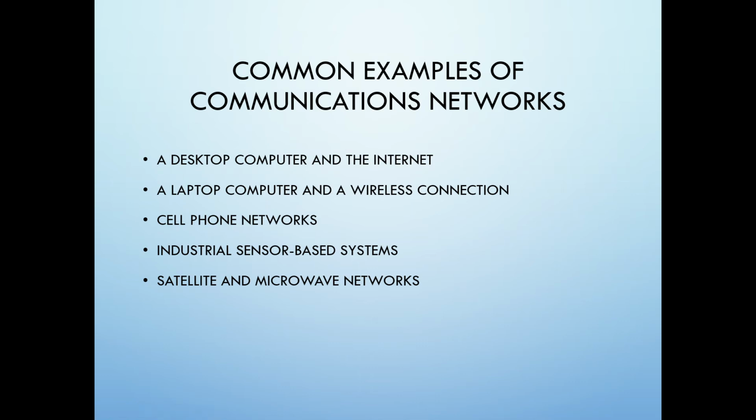In this video, we are going to go over some common examples of connecting to a communication network. There are various types of networks that we see in different environments such as the workplace, home, and university. Users typically connect to a computer network such as the internet using one of these options: a desktop computer and the internet, a laptop computer and a wireless connection, cellular networks, industrial sensor-based systems, and satellite and microwave networks. In the next slides, we will go into the structure of each of these connections.